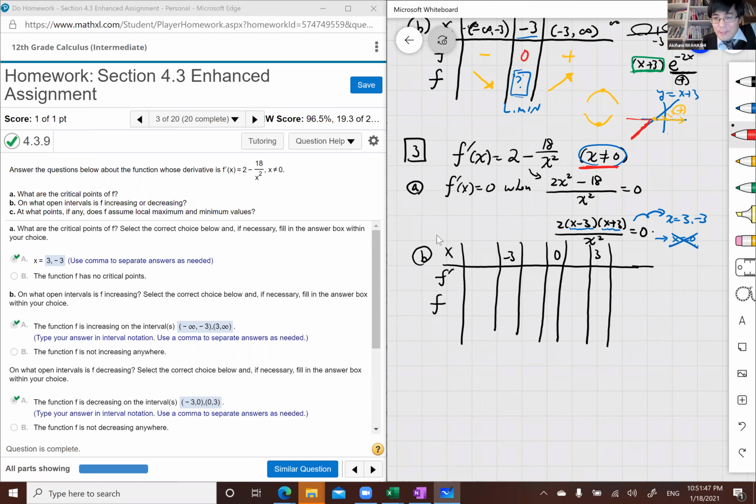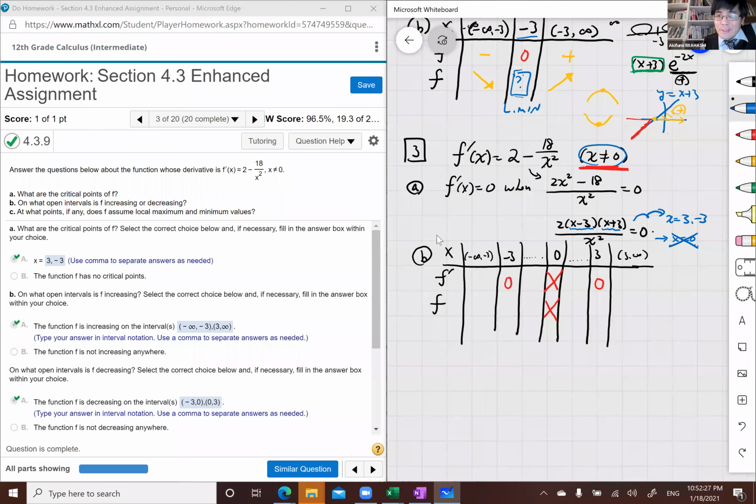Now, the derivative becomes 0 when x is equal to 3 and when x is equal to negative 3. And f dash is not well defined when x is equal to 0. And f is also not defined at x is equal to 0. Okay, that's a domain. Now I want to know on which interval: here's negative infinity through negative 3, here's negative 3 through 0, here's 0 through 3, and here's 3 through infinity. So you have 4 different intervals to check.